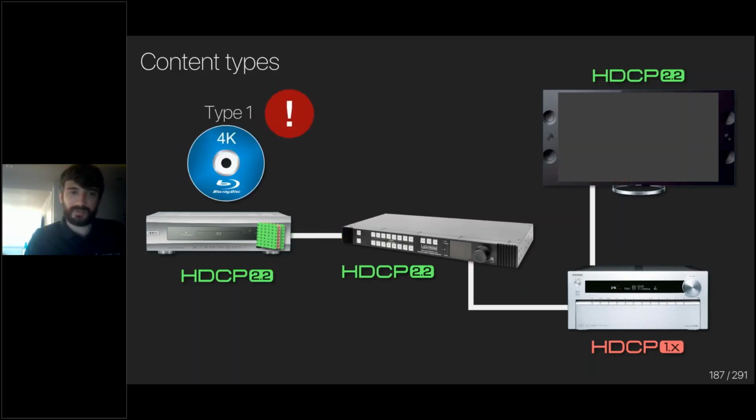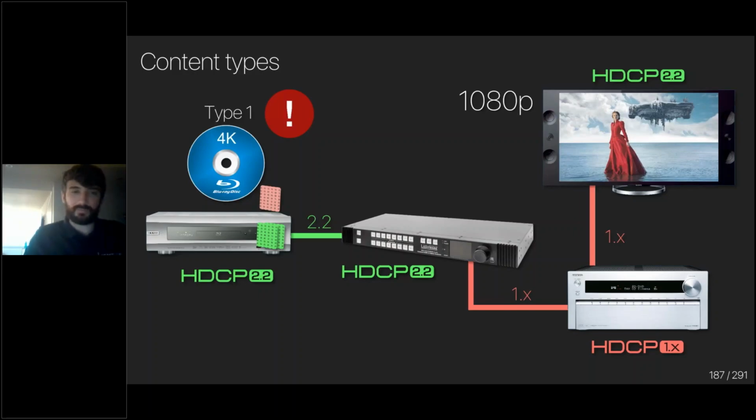However, if we are using type 1, we'll have a problem. The public key from the HDCP 1.4 device will be detected. And so what happens? Well, in this case, the Blu-ray player makes a smart decision and says, okay, I'll send 1080p because that's allowed. But that's no guarantee. On other devices like an Xbox One, you'll just get no picture.